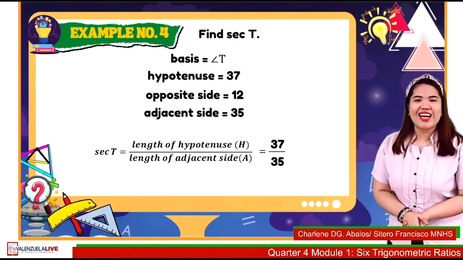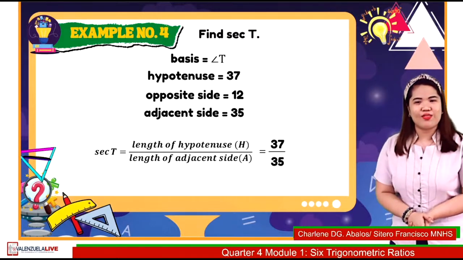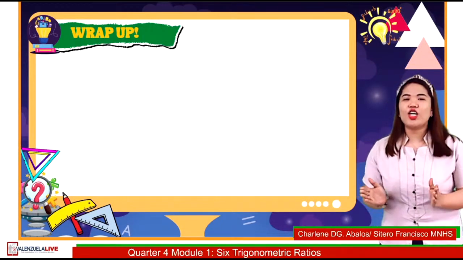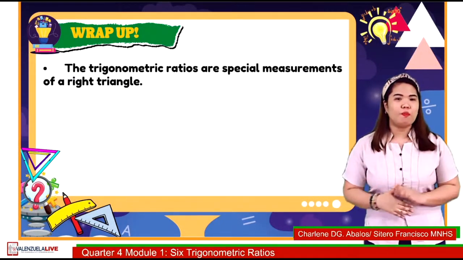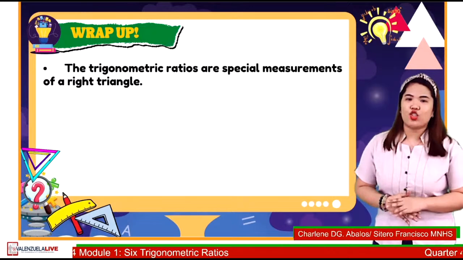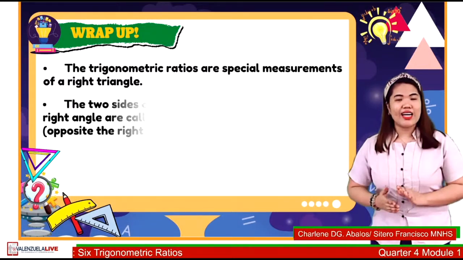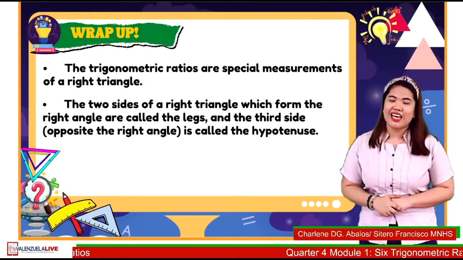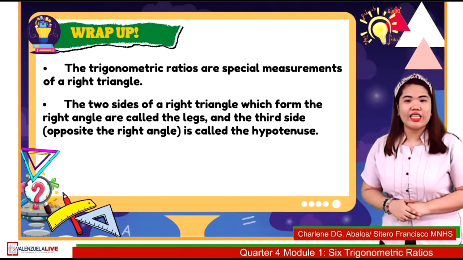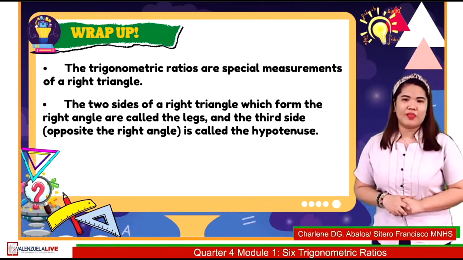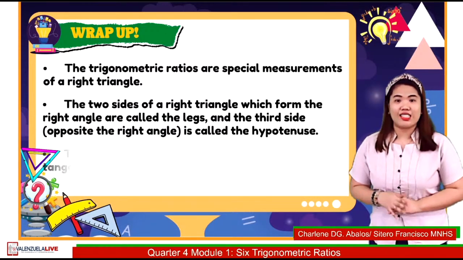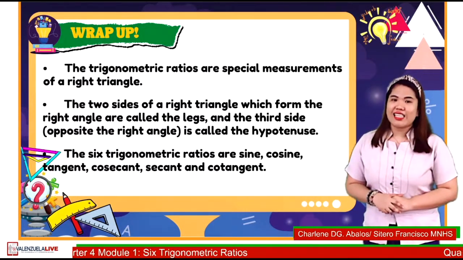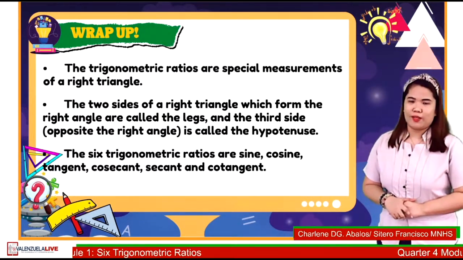I hope you understand the concept of trigonometric ratios. To wrap it up, the trigonometric ratios are special measurements of a right triangle. The two sides of a right triangle which form the right angle are called the legs, and the third side is called the hypotenuse. The six trigonometric ratios are sine, cosine, tangent, cosecant, secant, and cotangent.